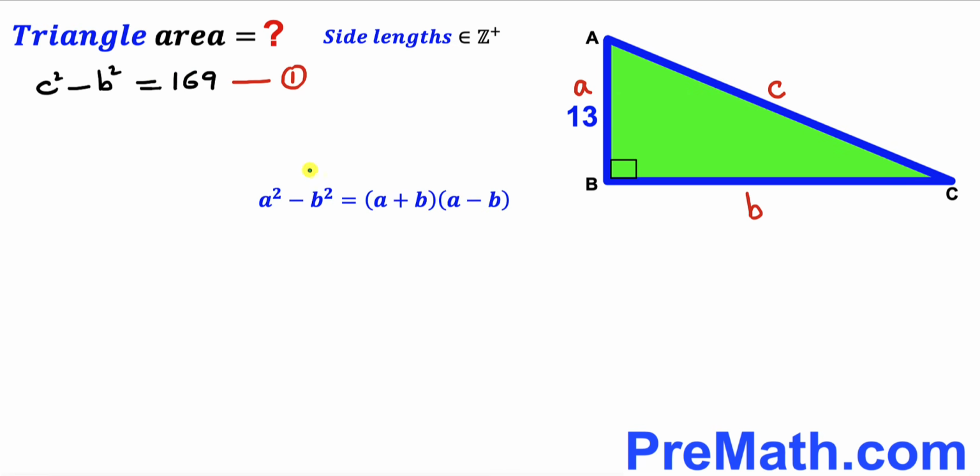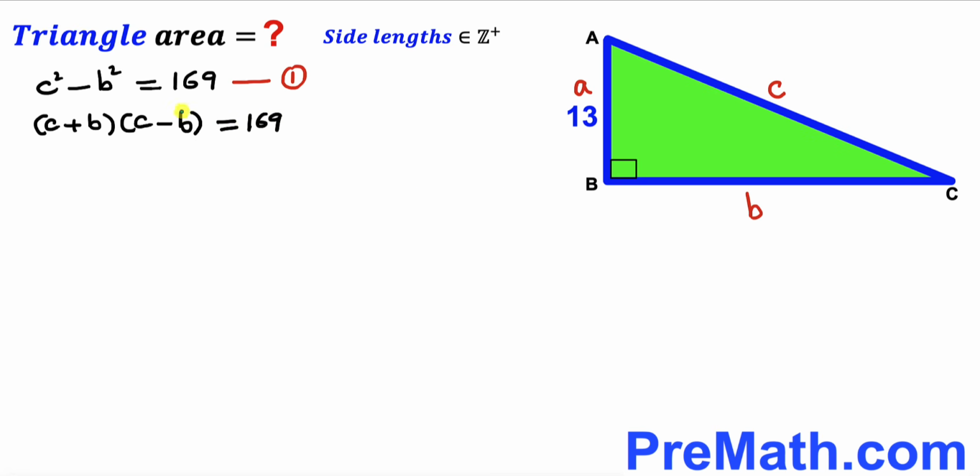Now let's recall this famous identity: a square minus b square is equal to a plus b times a minus b. In other words, the difference of two squares is always the product of the sum and the difference. We are going to apply this identity on the left hand side of this equation. So the left hand side is going to become c plus b times c minus b equals 169.